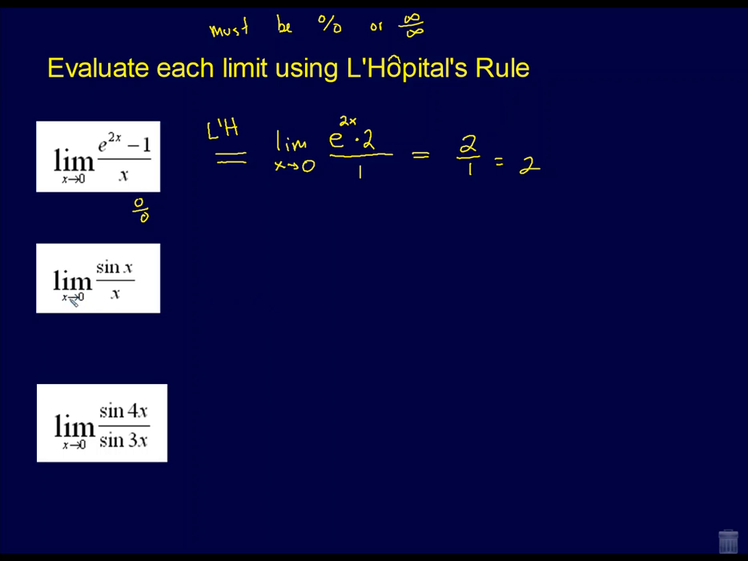Second problem, x is approaching 0, so the sine of 0 is 0, and x approaching 0. So this is the form 0 over 0. We will apply L'Hopital again. Take the derivative of the top and the bottom. The derivative of sine x is cosine x. The derivative of x is 1. So now we should try the limit again. Cosine of 0 is 1. So this limit is equal to 1.